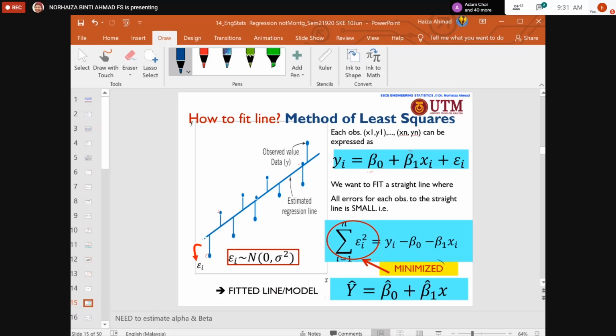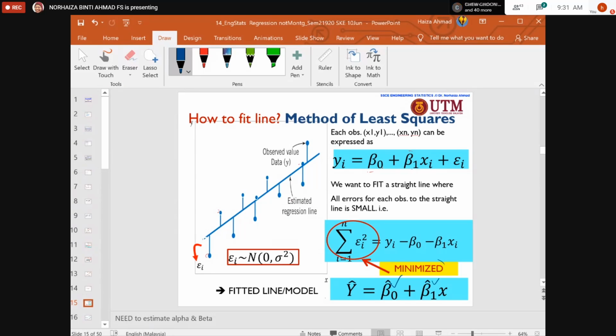I think there is a method in your textbook, or you can look at any other textbook and look at the method of least squares. But the objective is to get this value. You want to get this value. All right.